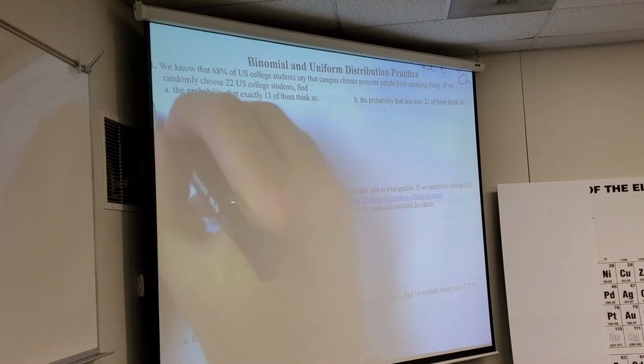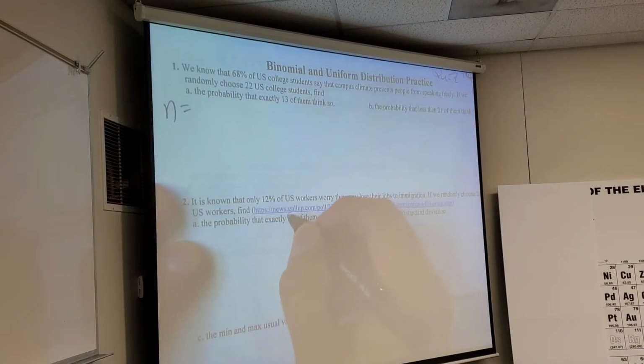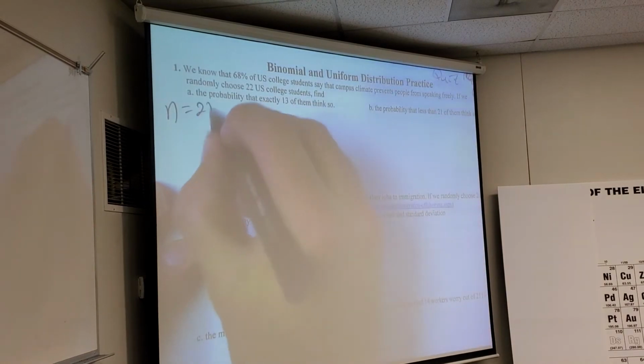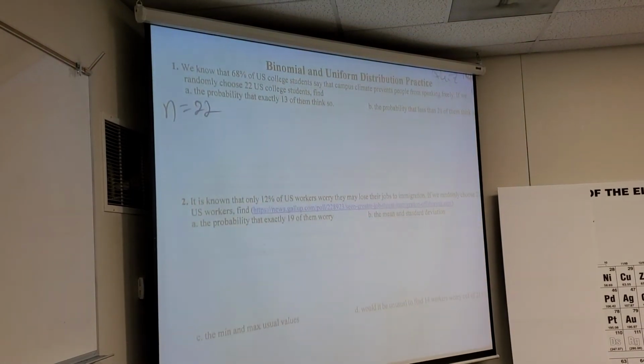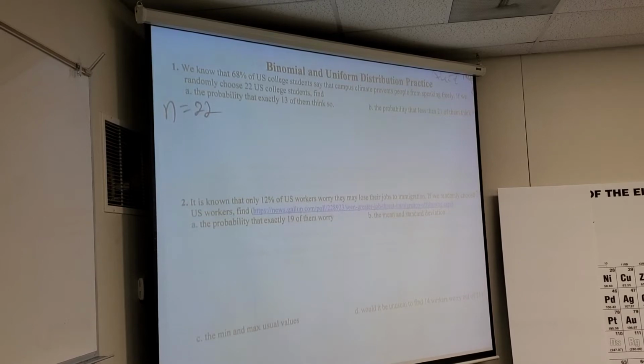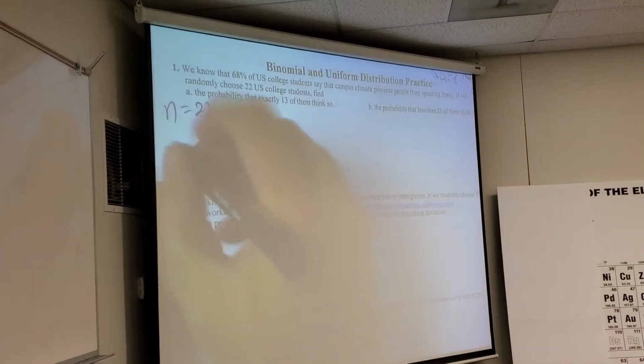So, what's N in this problem? 22. Yeah, you got 22 college students. So N is always the same thing. It's the total number I'm looking at. What's P?